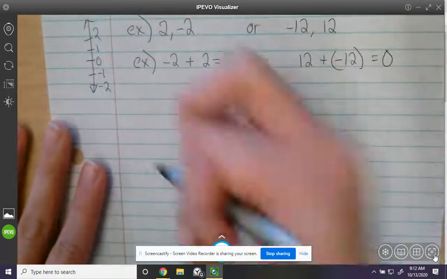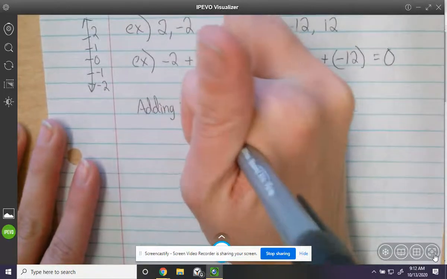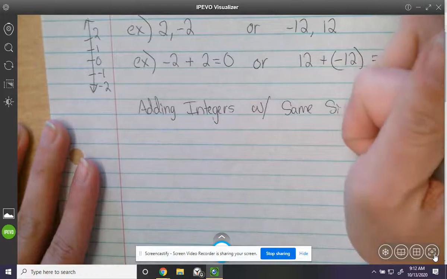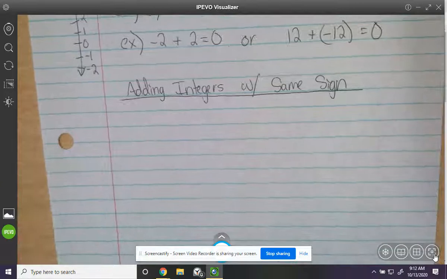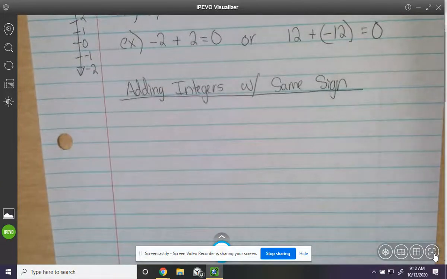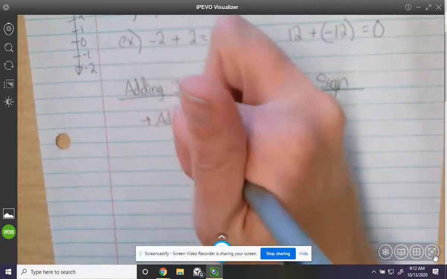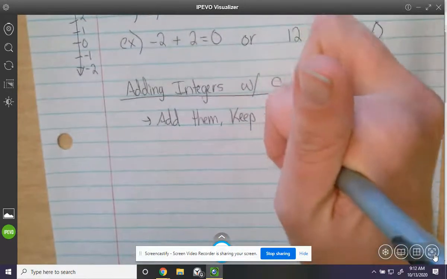Okay, now to the actual adding stuff. Adding integers with the same sign. Okay, we have no calculators on this lesson. Really, this chapter is pretty much a no calculator chapter because you have to learn how to do this without a calculator before I let you have one. So our rule for adding integers with the same sign is simply to add them, then you keep the sign.